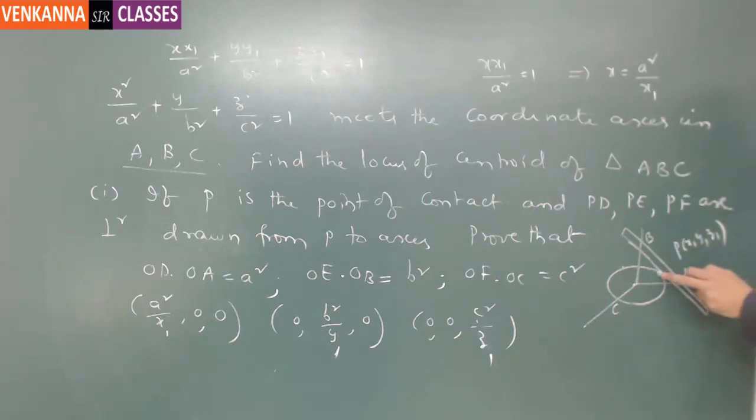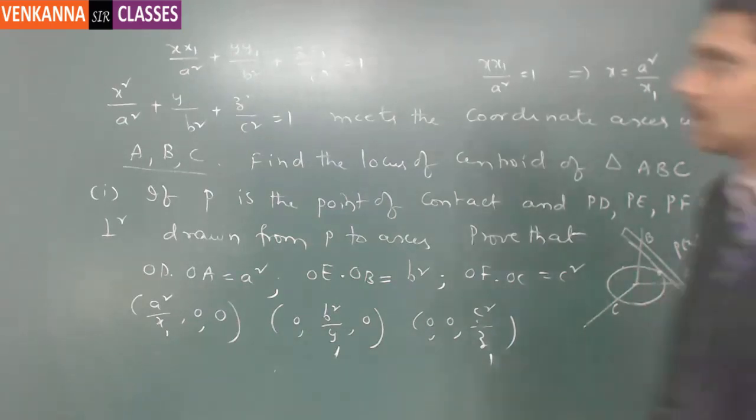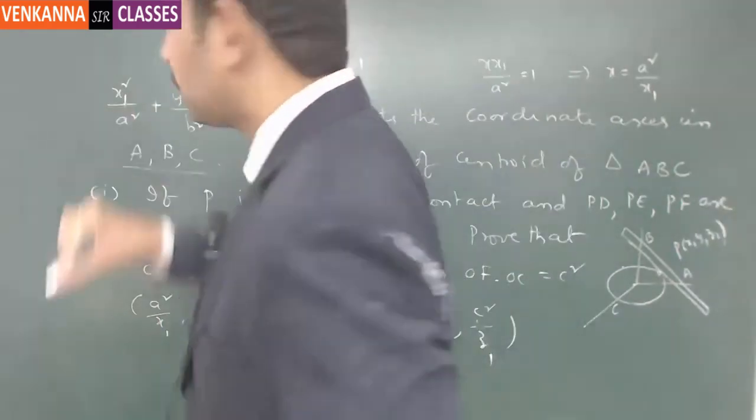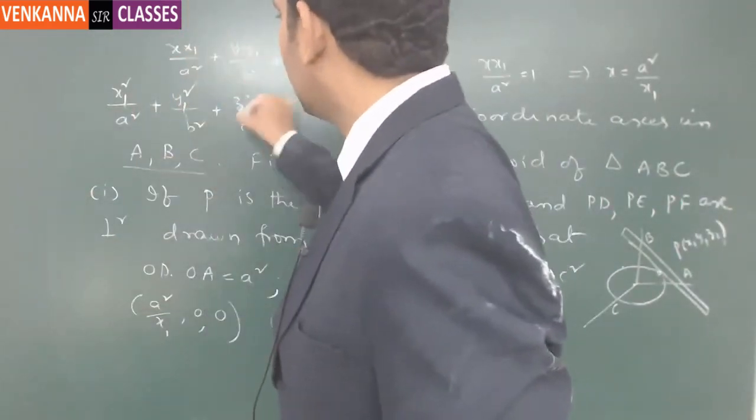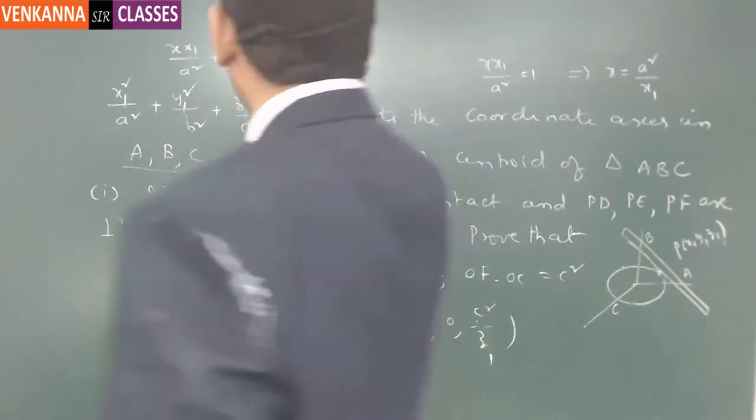This is the point of contact x1, y1, z1 for that tangent plane. So what happens? The point is common to the plane as well as the ellipsoid. So the point satisfies the ellipsoid equation. So you have x1 square by a square plus y1 square by b square plus z1 square by c square equal to 1.